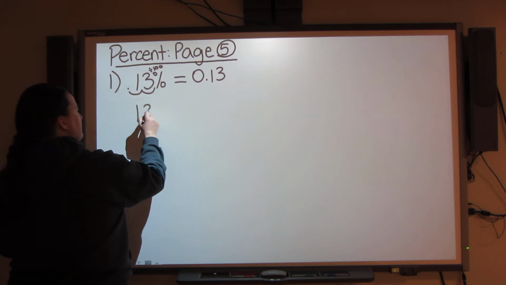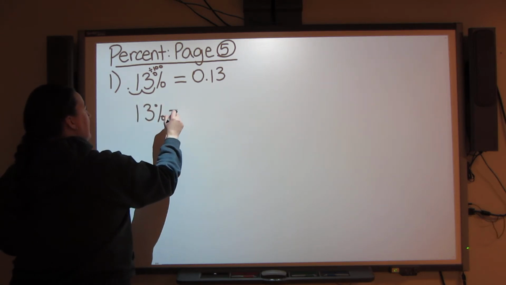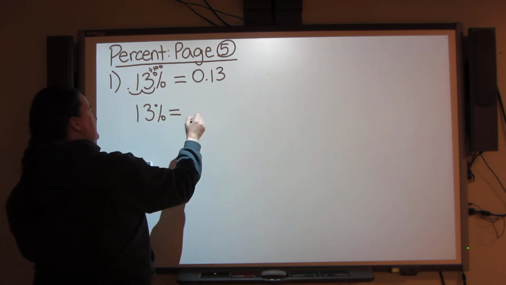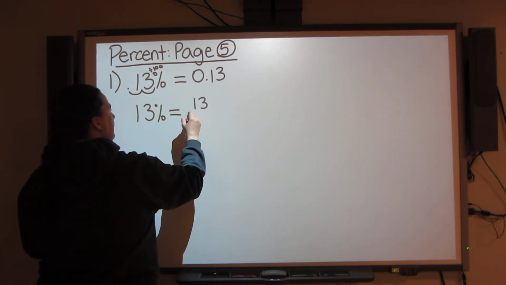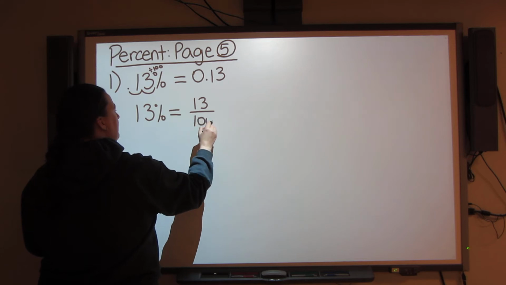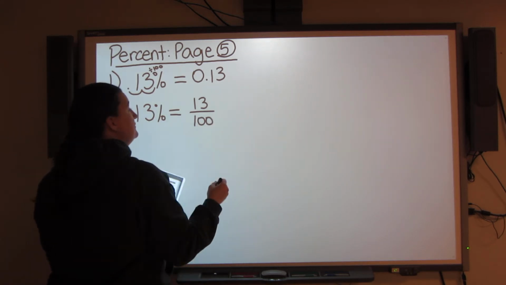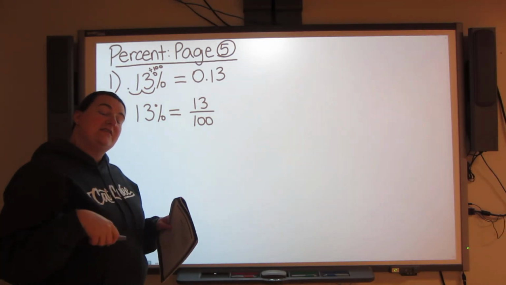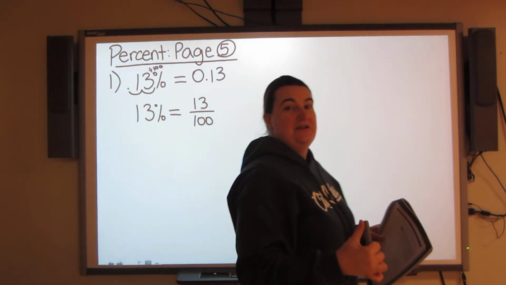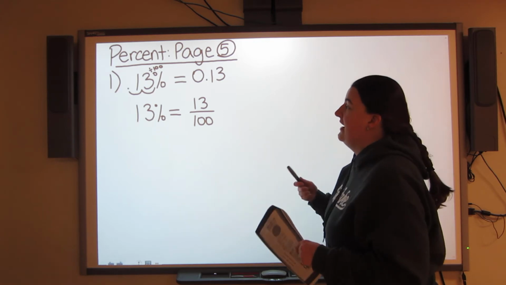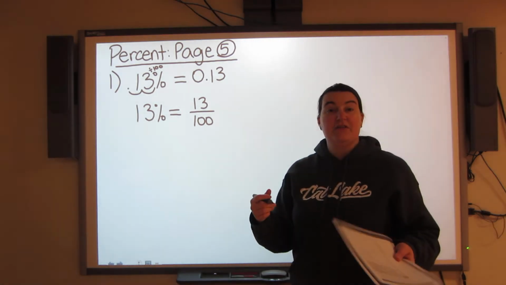So you take your 13%, and when you're changing a percent to a fraction, you take your percent, you put it on the top, 100 on the bottom is your new denominator, and then you try to find lowest terms. This one's already lowest terms because, of course, 13 is a prime number. The only thing you can divide into 13 is 1 and 13.